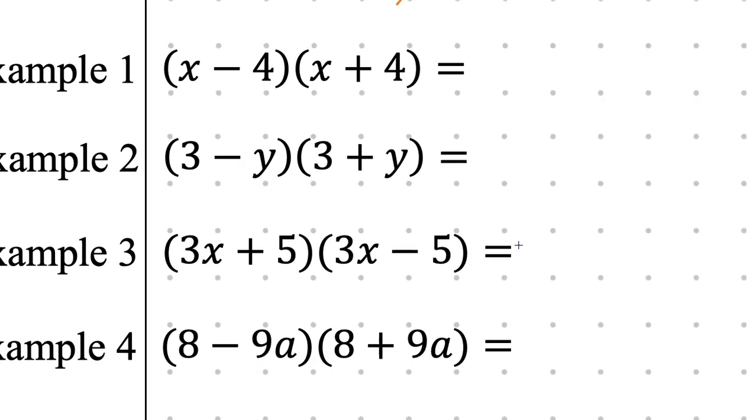All right, so hint, hint, all of these are going to be conjugate pairs, which means we're going to use a shortcut on every single one of these 4 problems. So, first problem. The shortcut tells us I square the first, then I subtract, square the last.